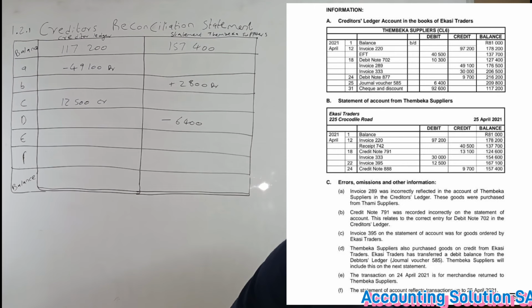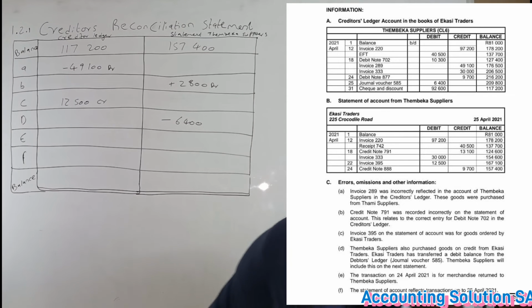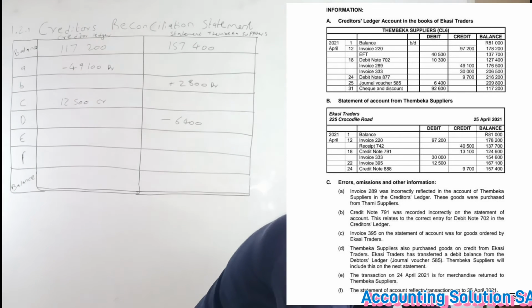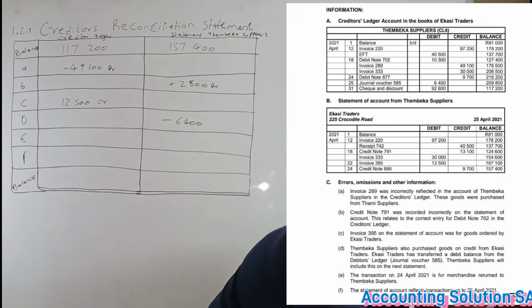Okay? Then let's proceed to the next one. The next one is number E, if not mistaken. Yes, number E. The transaction on 24 April 2021 is for merchandise returned to Tembeka supplier. Okay, let's check the date of 24 from the statement. On 24, they returned an amount of 9,700.